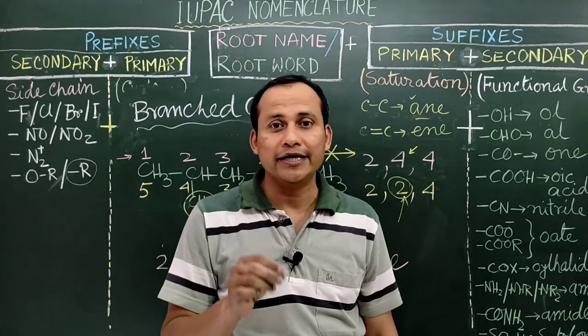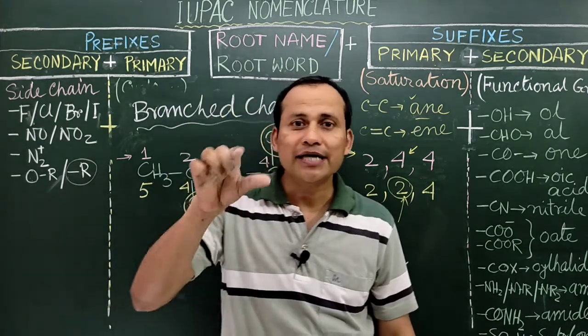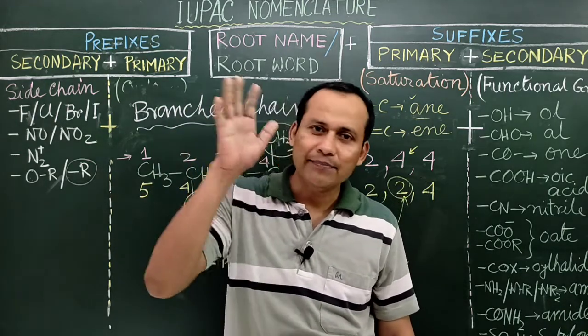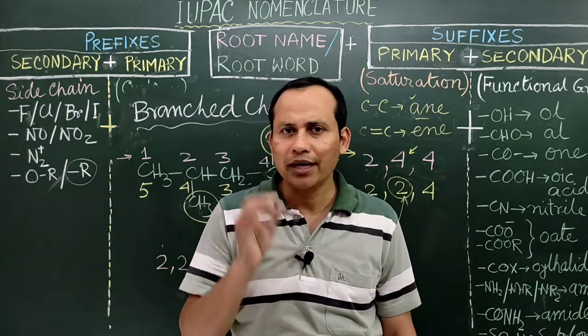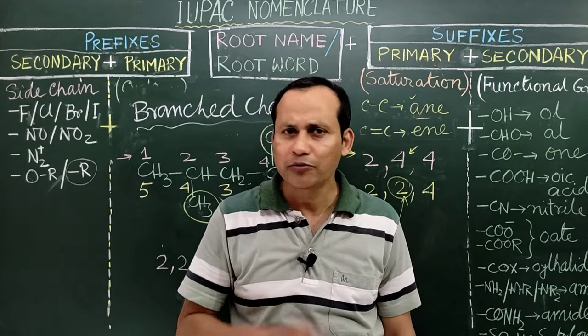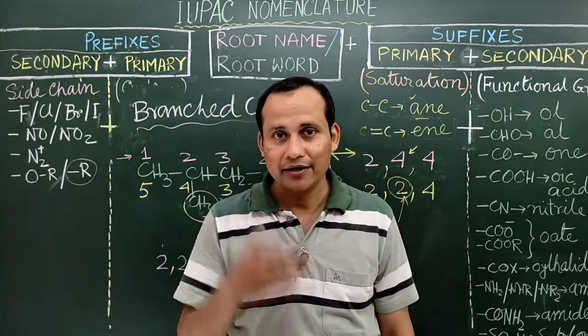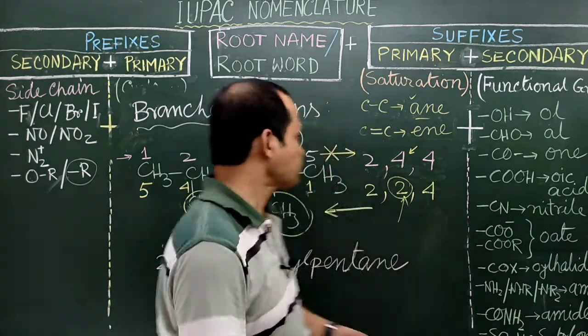One important thing to consider: if different side chains are there. In all the examples I have shown, the same side chain is there, that is, every time I have considered a methyl group, but compounds may not contain a methyl group every time. So what will be the case if different groups are there? Now let me explain this with one example.